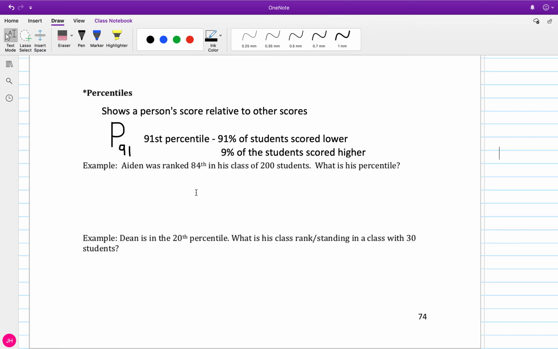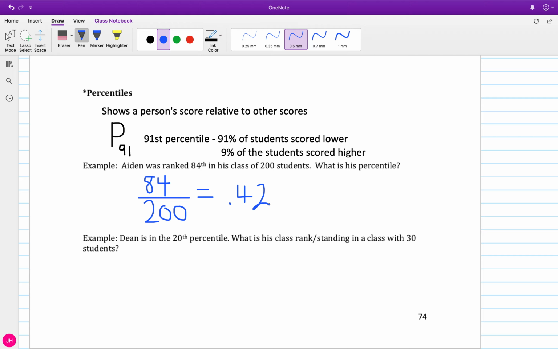Both of these have two different ways to work it, so I'll work them both ways. For this first one, Aiden was ranked 84th in his class of 200 students. What was his percentile? One way to think about it is I need to turn this into a percent. A percent is a part of a whole. So he was 84, that was Aiden's part, out of the whole, which was 200. That was my whole student body. So if I divide that out, that's going to give me 0.42 or 42%.